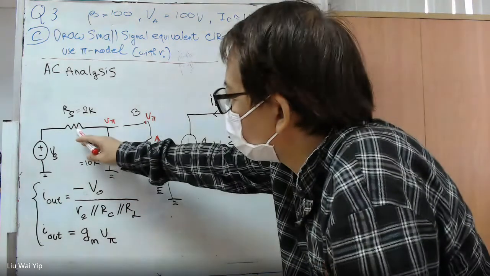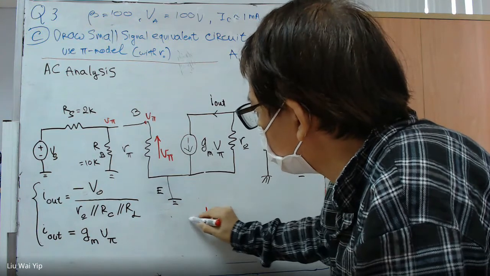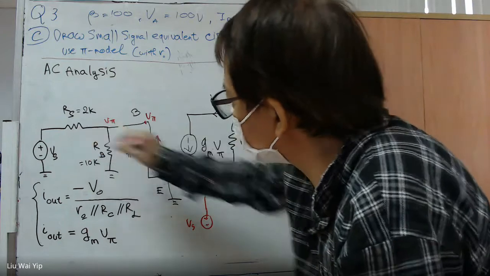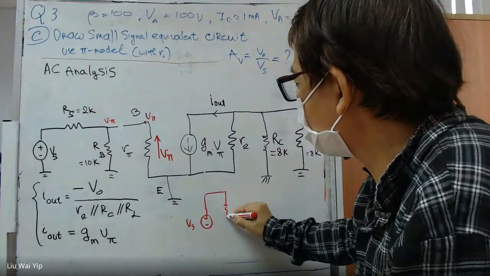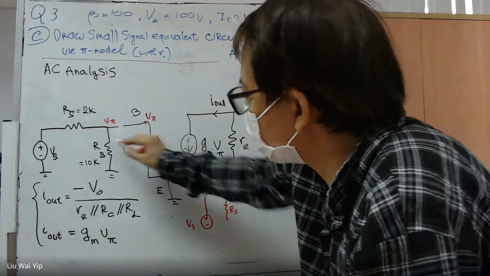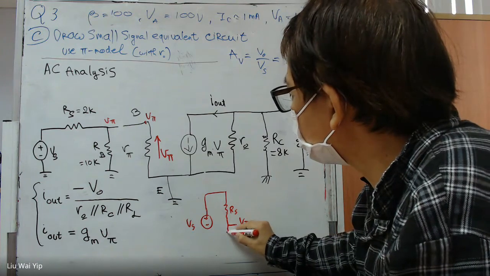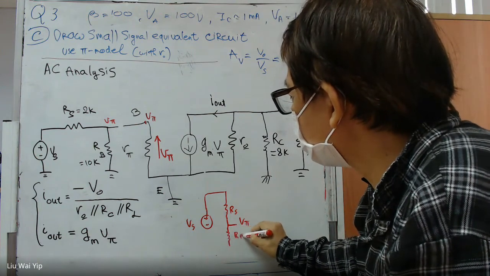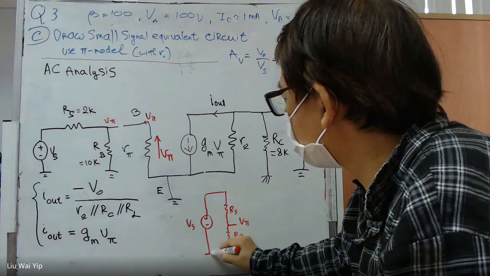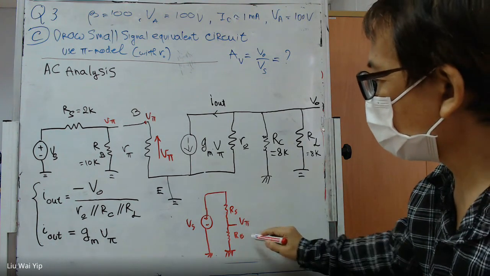Now I'm going to withdraw this. Vs and then RS, with RB, not parallel, it's series. RB, and then RB is connected to the ground. So can you tell me what V pi is? We use a voltage divider.